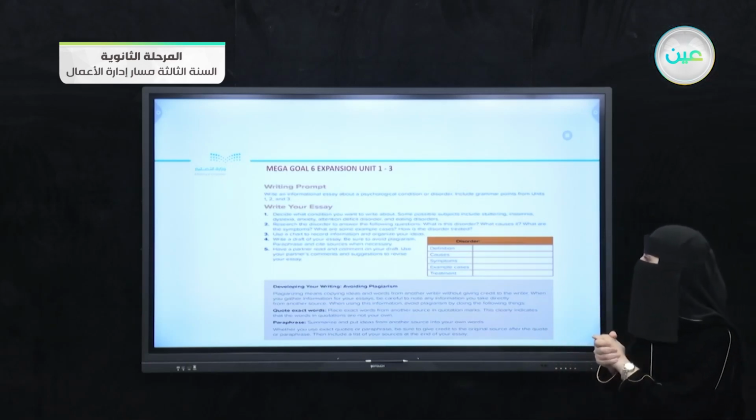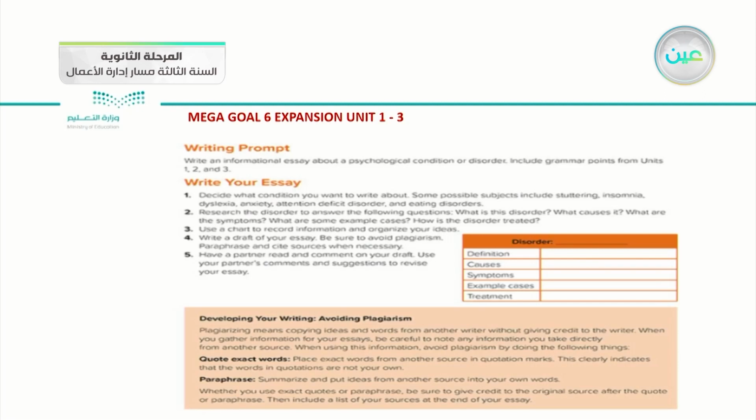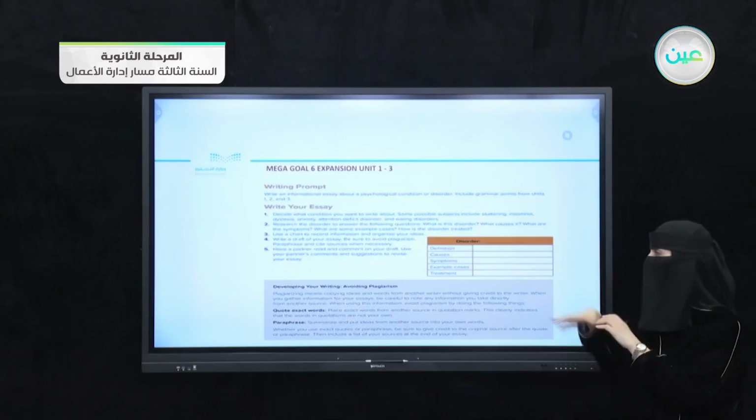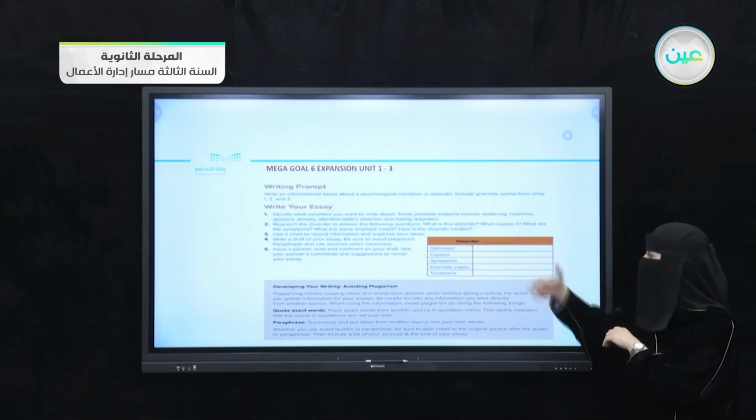Number 3, use a chart to recover information and organize your ideas. Look at the board. We have a small chart. Maybe it helps you, and when you follow it, it helps you to write a good essay. The title of it is disorder, which means you choose the subject, the name of this disorder, and you put 4 or 5 elements behind it.